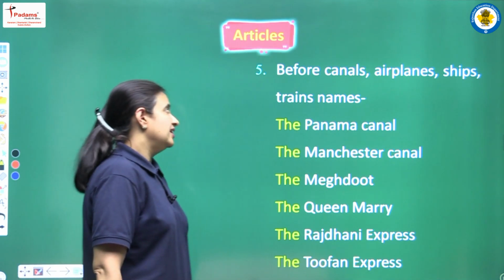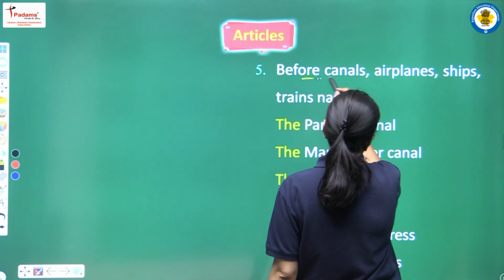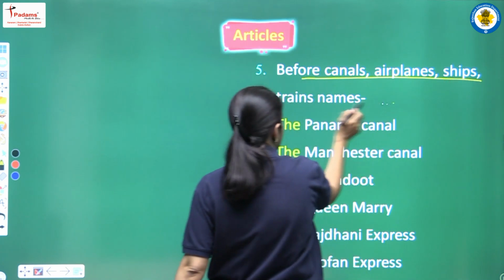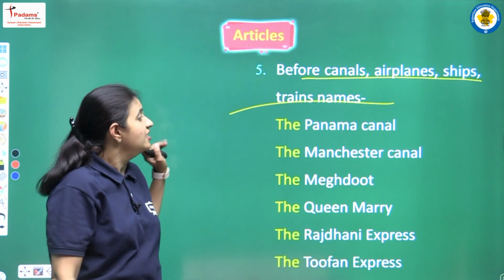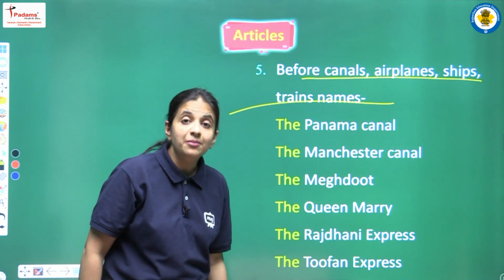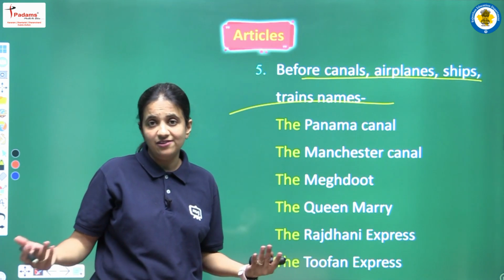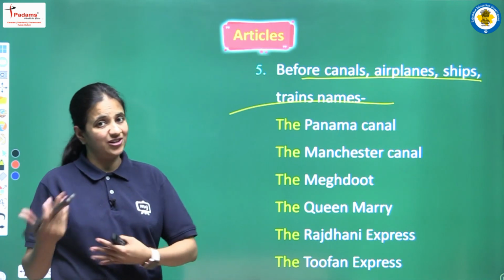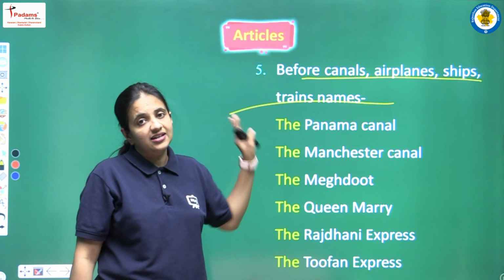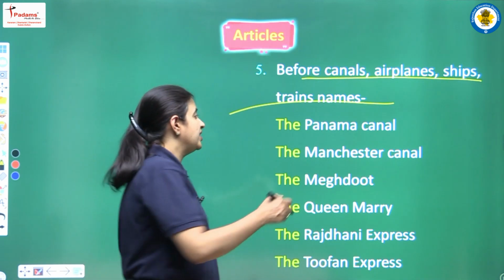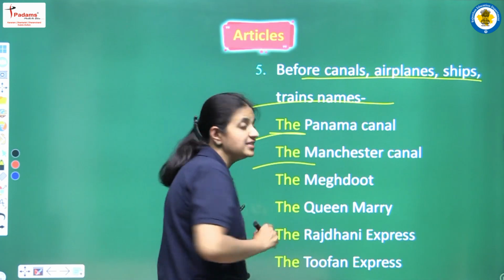So let's see. Yes, it can be used before canals, airplanes, ships, or we can have train names also. So let's see the examples. First of all, we are having the Panama Canal. It's a very famous canal. We all have studied about this in our geography, right? Next, we are having the Manchester Canal. So these are the names of very famous canals. So we can use the article before these names.